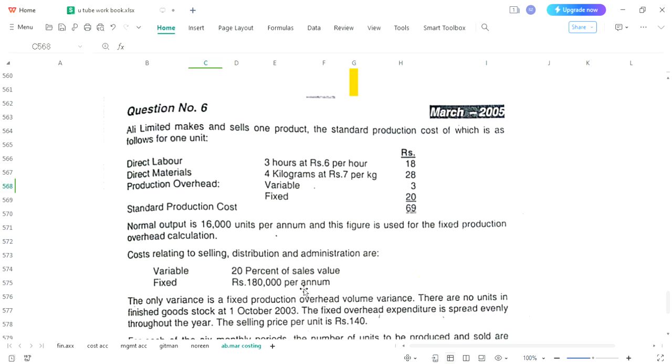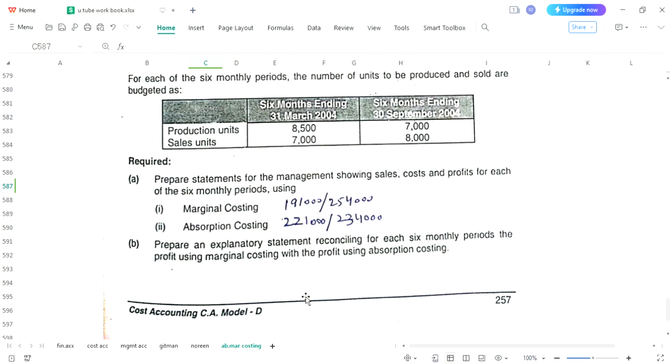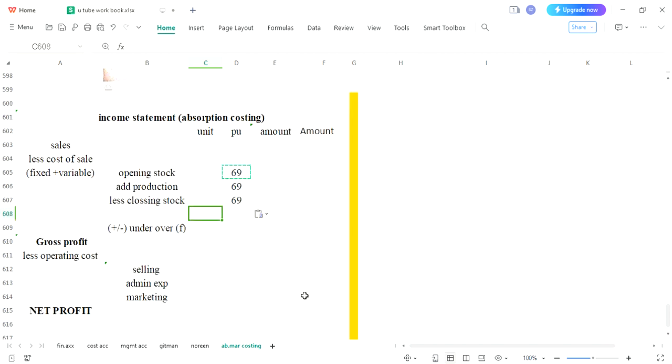Now let me know, if 180,000 is the cost of selling and admin for the whole year, per annum, for 1 year, how much cost would be for 6 months? As you know, if this cost was 180,000 for the whole year, and you want to know the amount for 6 months, it's a simple thing, you can divide it by 2. Please focus on here.